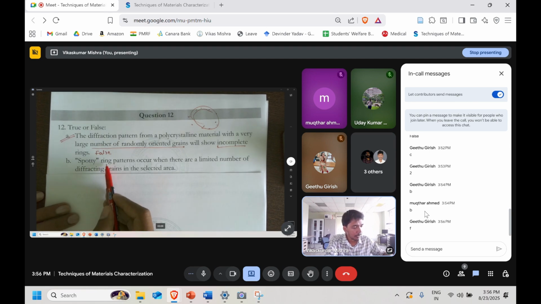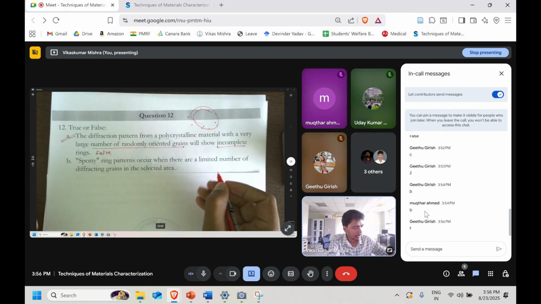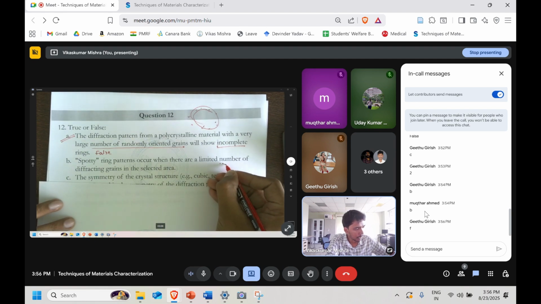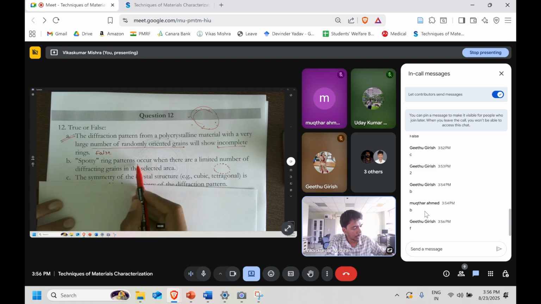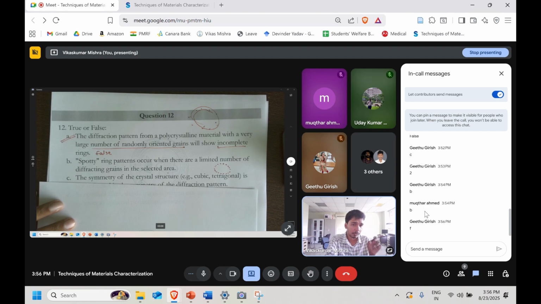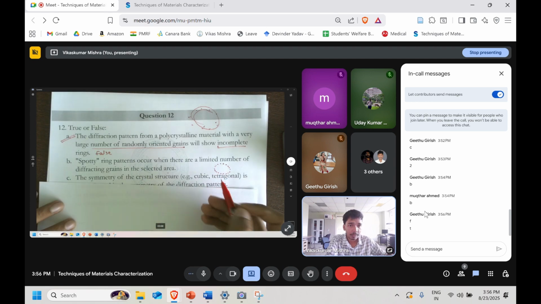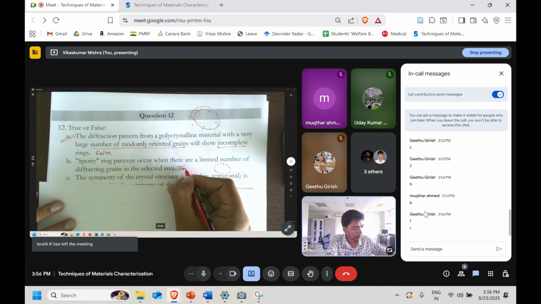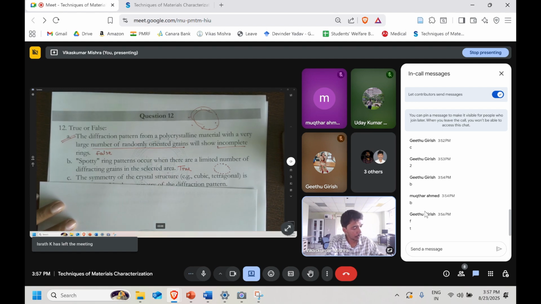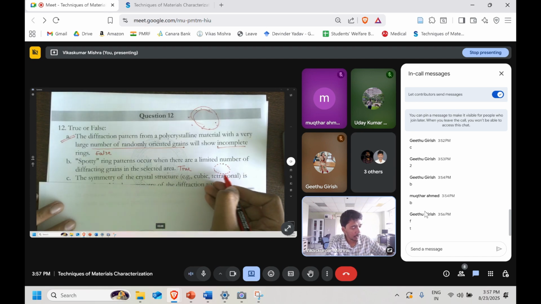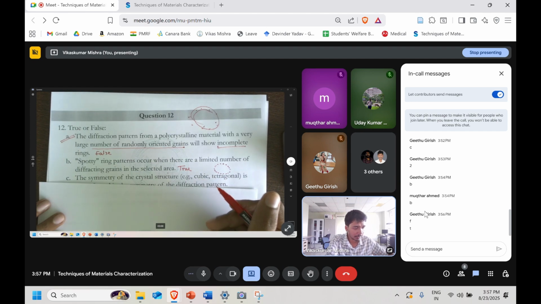The spotty ring pattern. Spotty ring pattern means the ring is there, it's more or less like a ring, but you are getting something like discrete points. The spotty ring pattern occurs when there is a limited number of diffracting grains in the selected area. You selected a small area from where you want to do the diffraction, and you're getting a limited number. Very good, it's true. The smaller the area, the fewer grains you are using for the diffraction, so the diffraction will not be a ring, it will form discrete points. Very good.